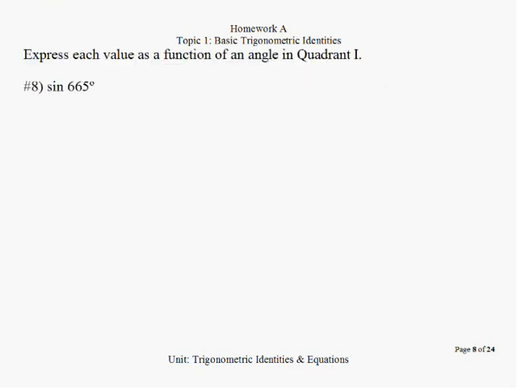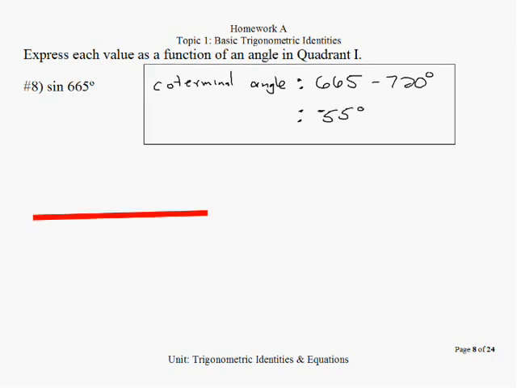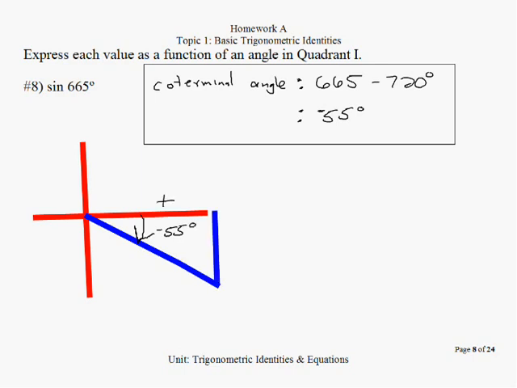Number 8, sine of 665. It's different directions. Express each value as a function of an angle in quadrant 1. I suggest to find a coterminal angle anytime your angle is bigger than 360 or less than 0. You don't have to, but I'm suggesting it. 665 degrees minus 720 degrees is negative 55 degrees. Just contradicted myself a little bit because this is below 0, but I think it's a fine angle to use because it's easy to find in the coordinate plane. Negative, so we go clockwise. We're in quadrant 4, negative 55 degrees.